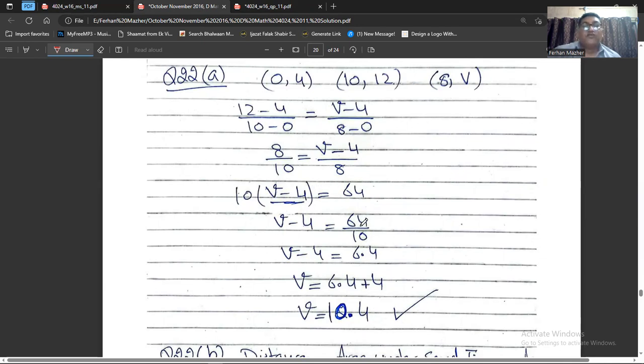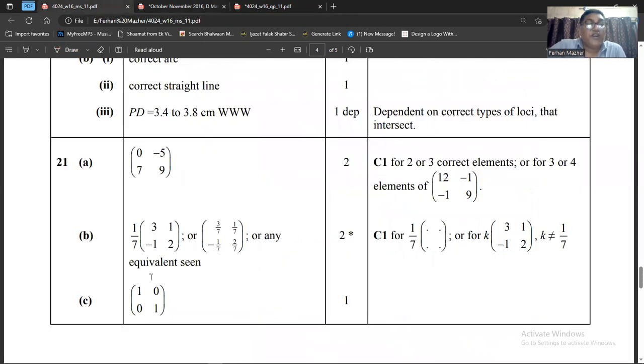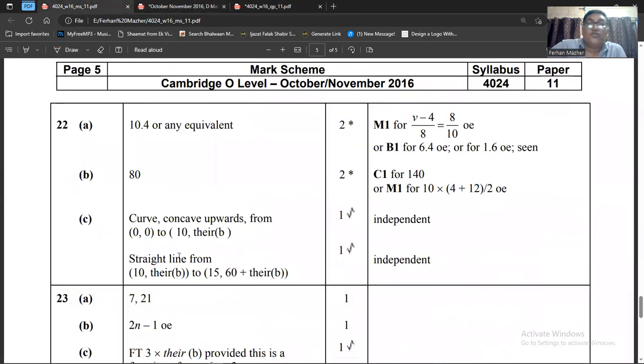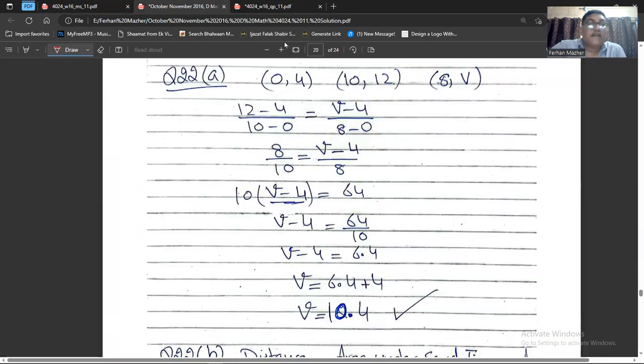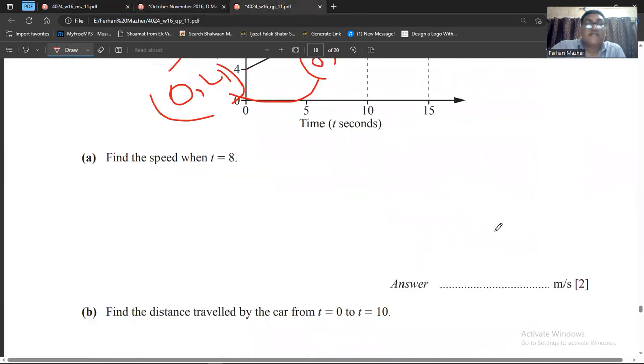So v minus 4 equals 6.4, since 64 divided by 10 is 6.4. So v will be equal to 6.4 plus 4, and that will be 10.4. 10.4 in question number 22. 10.4 is the right answer.